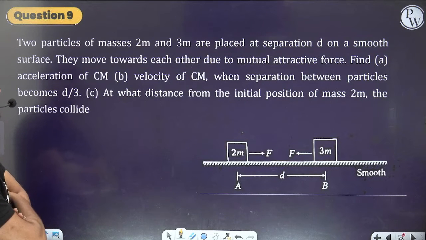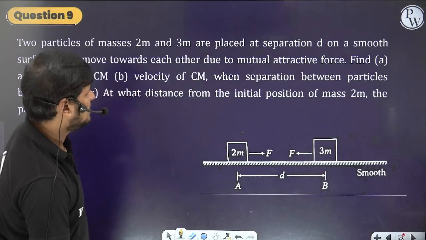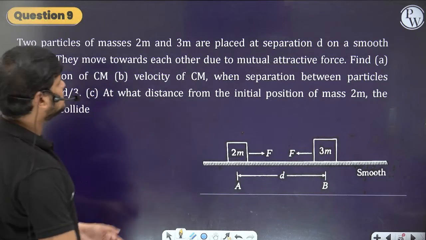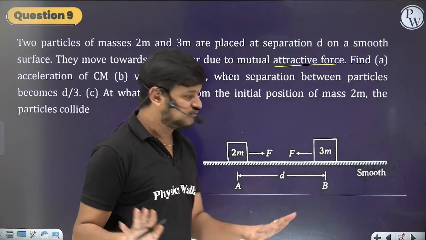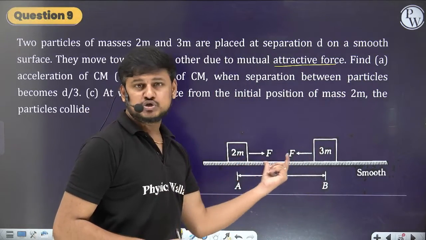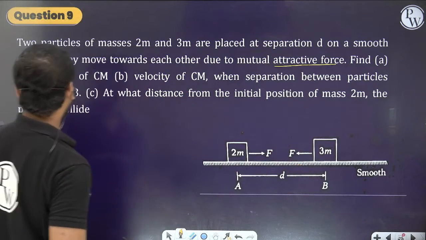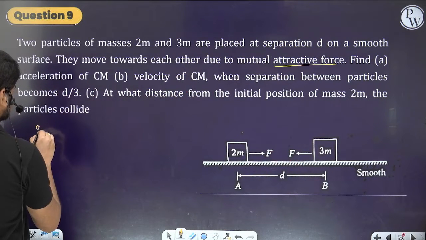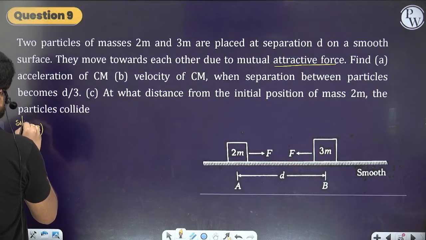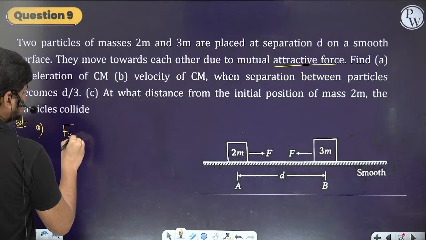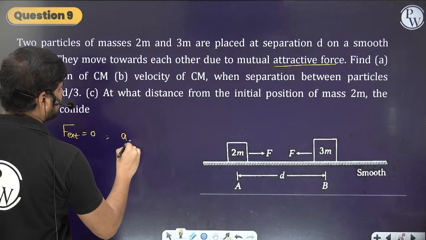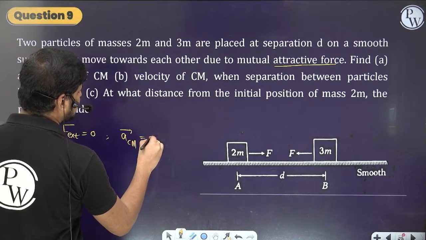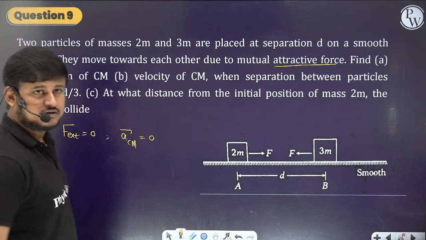Two particles of 2m and 3m are placed at a separation d on a smooth surface. They move towards each other due to the mutual attractive force. There is no external force, only due to the mutual interactive forces. Find the acceleration of the center of mass. The first question: there is no external force, so the F external on the system is zero. So the acceleration of the center of mass will obviously be equal to zero. So the first question is done, right?